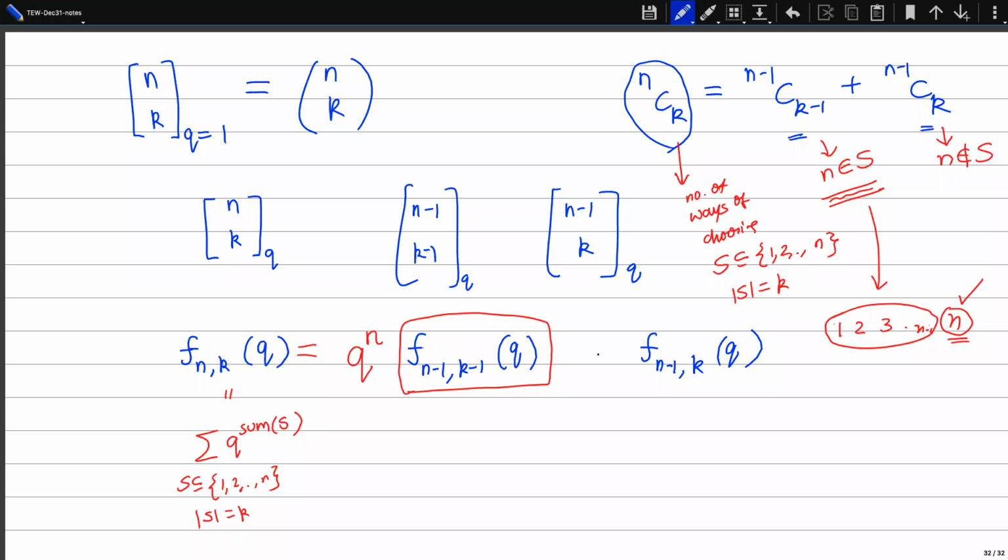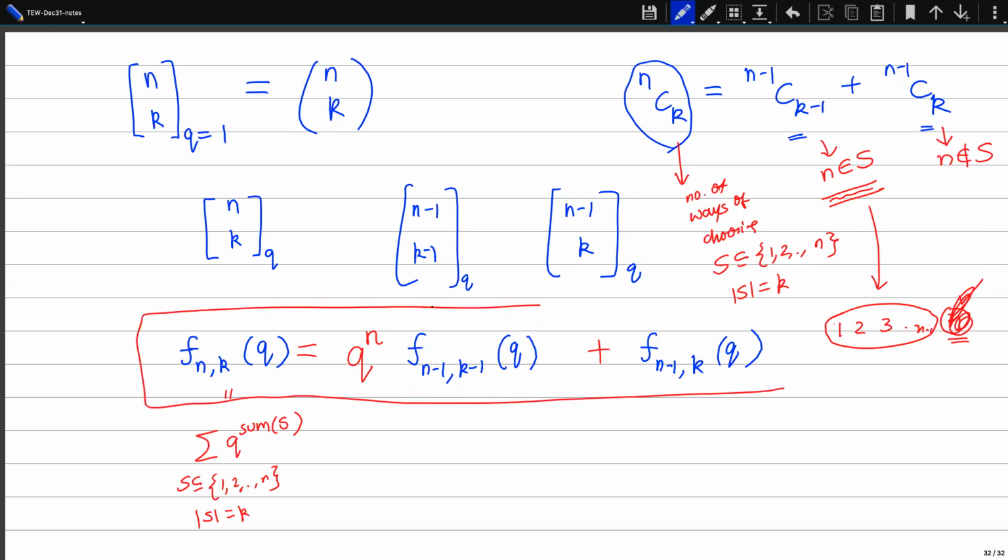And for the next guy, n is not chosen. So there I don't need to do anything. There I just have to choose k elements from the first n minus 1 and keep taking their sums. Okay. So here's the interesting thing. As soon as we went from binomial to q binomial, the way it was defined, here's what happens. The recurrence relation becomes slightly more interesting. There's q power n in front. Of course, this is for the auxiliary function f n,k.